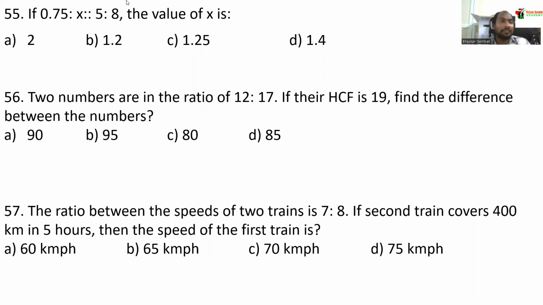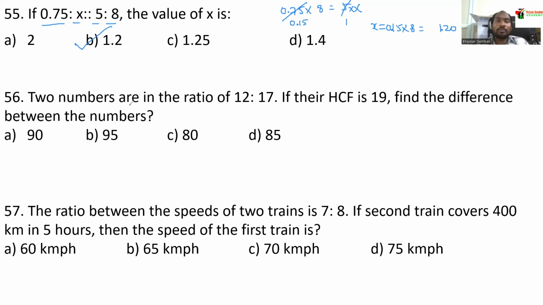If 0.75 is to x as 5 is to 8, find the value of x. What should we do here? Here also it's proportion. The product of extremes equals the product of means. So 0.75 into 8 equals 5 into x. 5 1s are 5, 5 15s are 75. So x equals 15 into 8, which is 120. But here there is a decimal point, so it becomes 1.2. So the answer is 1.2. Option B.